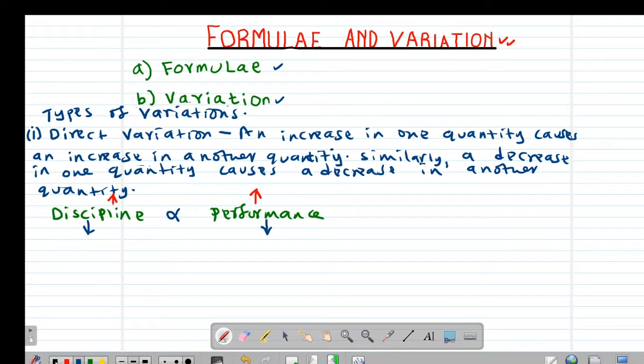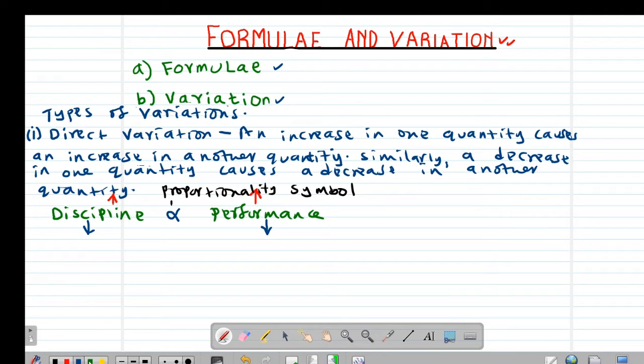This is what we are calling the proportionality symbol. So discipline and performance are directly proportional to one another. If discipline goes high, performance should be high. Should discipline go low, then we expect the level of performance to also be low. Therefore, an increase in one quantity causes an increase in another quantity. Similarly, a decrease in one quantity leads to a decrease in another quantity.